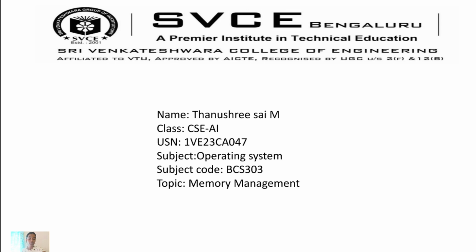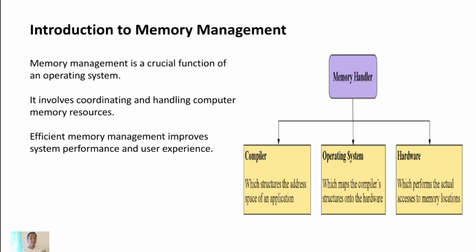Memory management is a crucial function of an operating system. It involves coordinating and handling computer memory resources. Efficient memory management improves system performance and user experience. In memory handling, there are three parts. Firstly, the compiler, which structures the address space of an application. Then the operating system, which maps the compiler structures onto the hardware. And also the hardware, which performs the actual access of the memory locations.